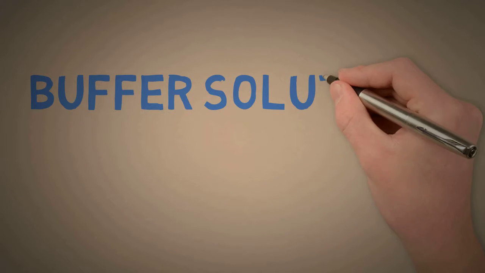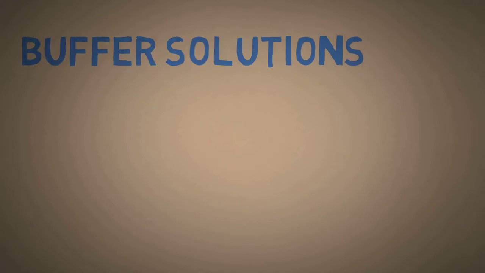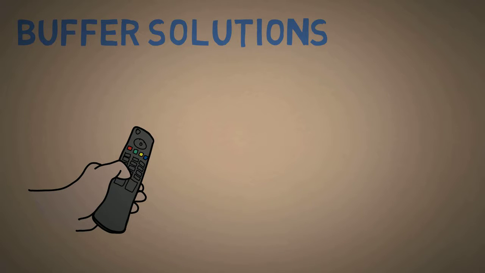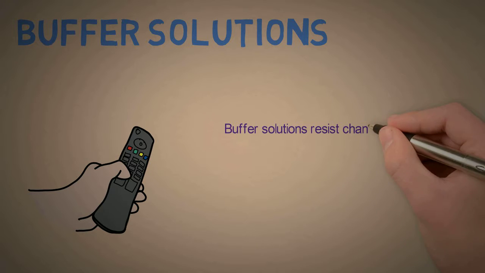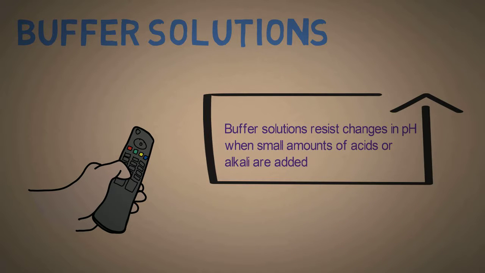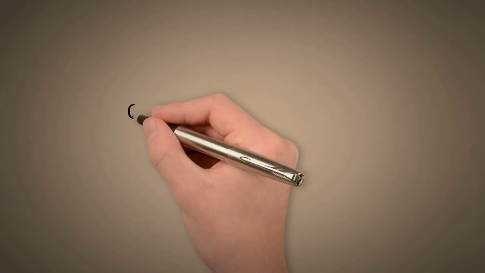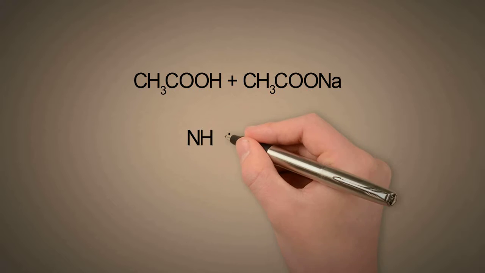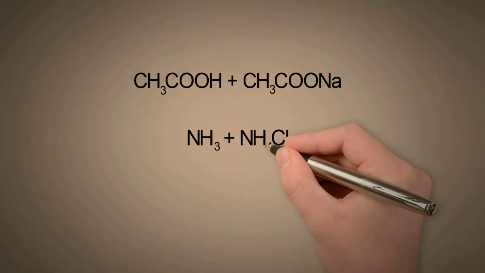In this video we'll be discussing buffer solutions, and it's all about controlling the pH. A buffer solution resists changes in pH when small amounts of acid or alkali are added. They are made from a weak acid and its respective salt, or a weak base and its respective salt.